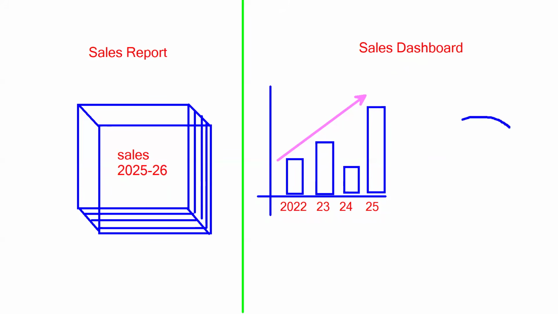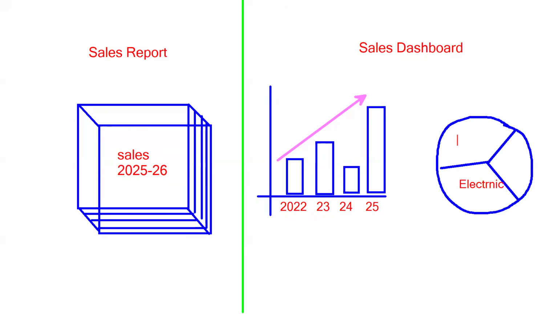See here, I'll just create one simple pie chart. In a pie chart, I can represent that we have more demand for electronic gadgets. Next, demand for clothing. Next, demand for furniture. So you can identify the demanded product.